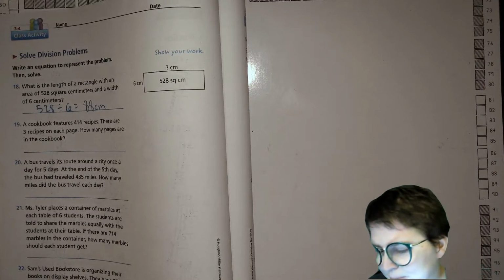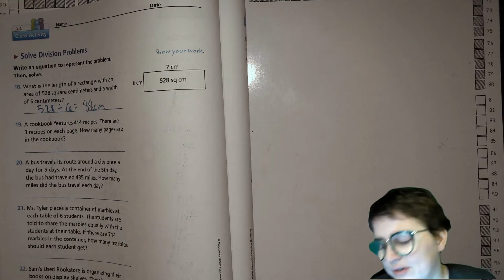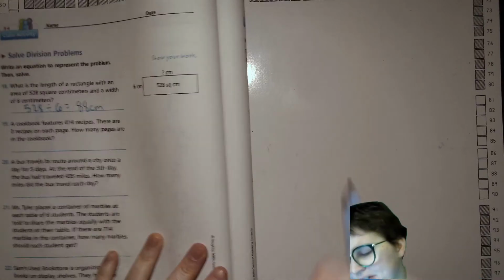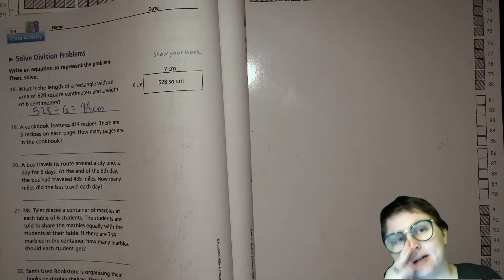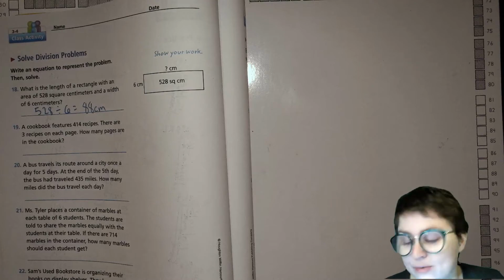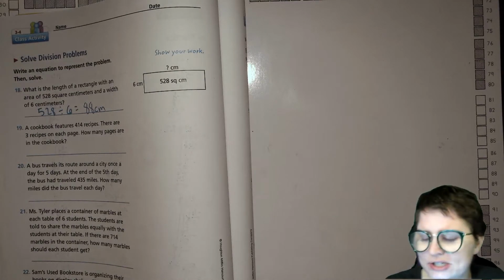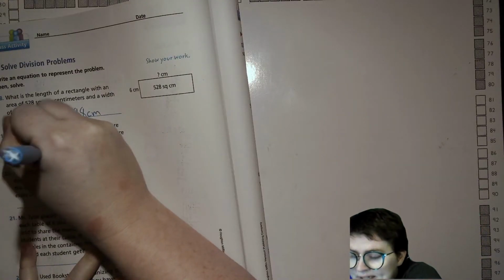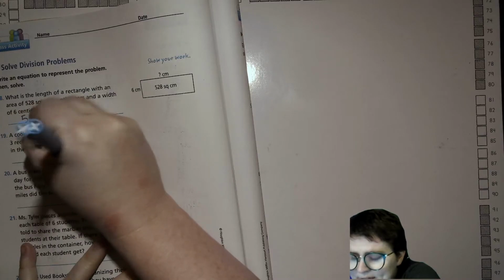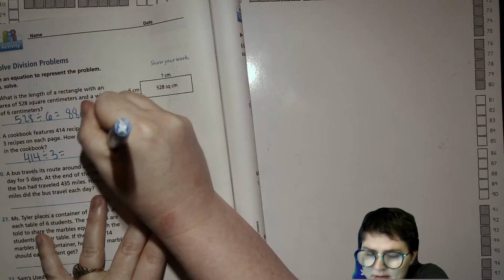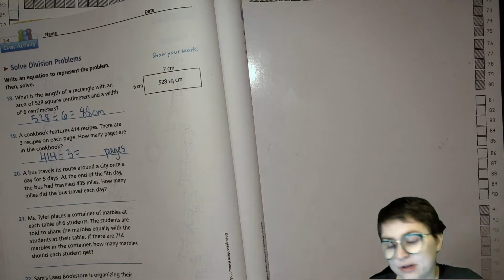A cookbook features 414 recipes. There are 3 recipes on each page. How many pages? We know the size of the group, it's 3. We just don't know the number of the group. So it's 3 times the pages equals 414, or 414 divided by 3 equals our page number. So we'll write pages right there, and then we'll set up our equation.